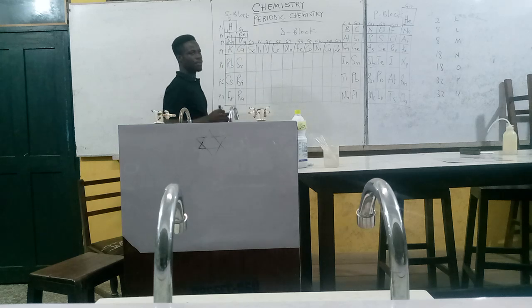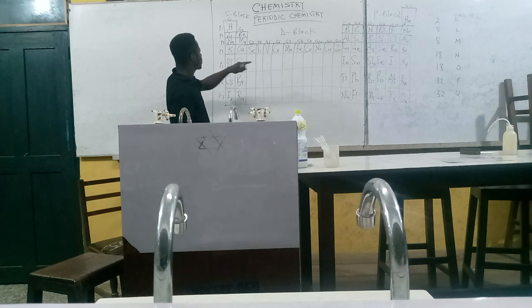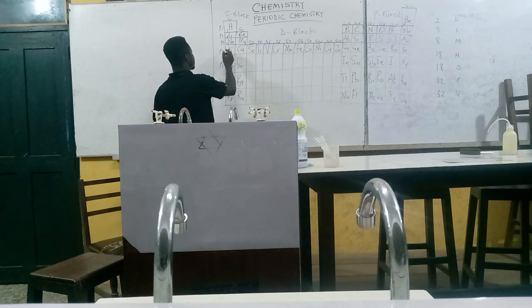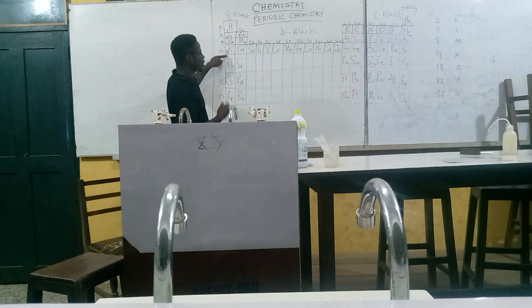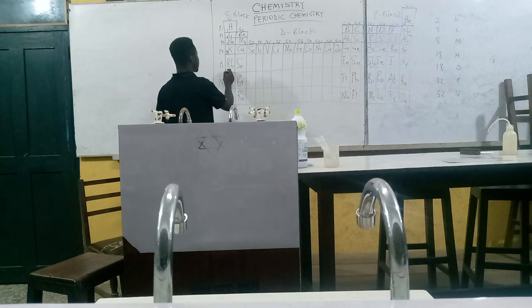So sodium is 11. Then it also implies that from here we have 8 elements. So 8 plus 11 should give me the atomic number of this, and that gives us 19. So 19 plus the next one, which is 18, gives us 37.